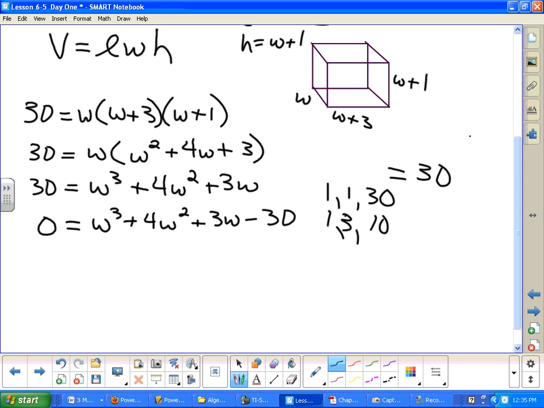Can I factor that? It's a cubic, 4 terms. You've got to think about grouping. If I factor these, I get W squared and W plus 4. Does 4 go into 30? It goes into 28 and 32, right? It doesn't go into 30. So I can't factor this by grouping, so we're going to have to use our calculator to find the answers.